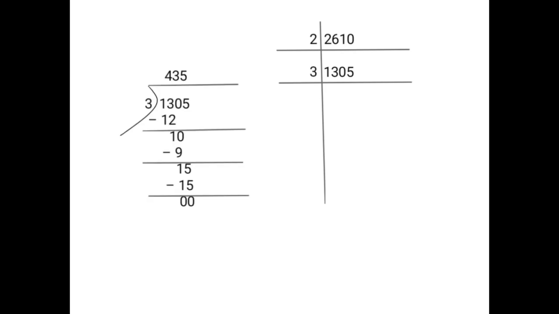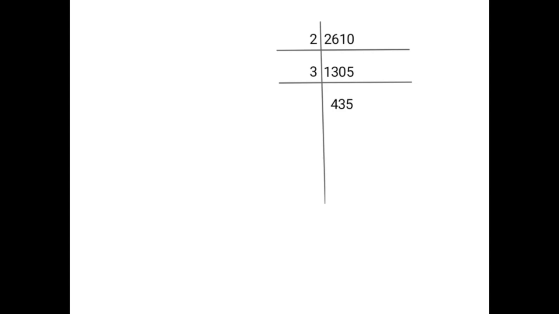I have already divided 1305 by 3. I am getting the quotient 435. 3 435s are 1305. The sum of the digits of the number 435 is 4 plus 3 plus 5, that is 12. 12 is divisible by 3. So this number is divisible by 3.